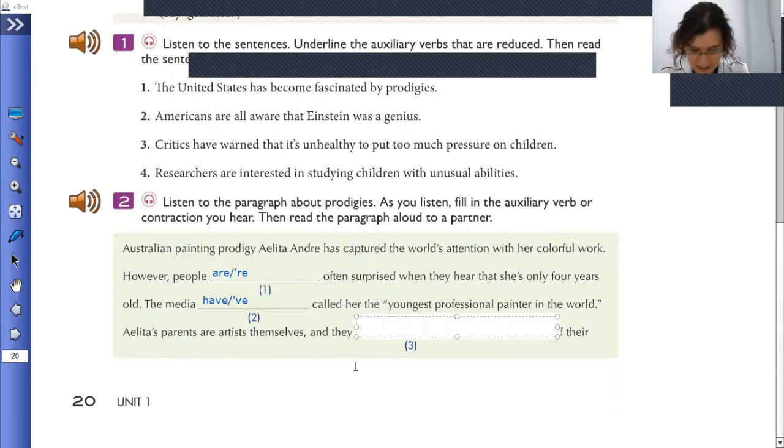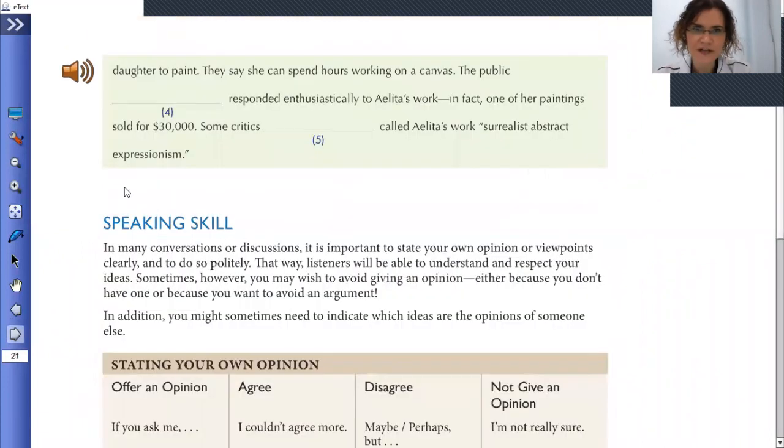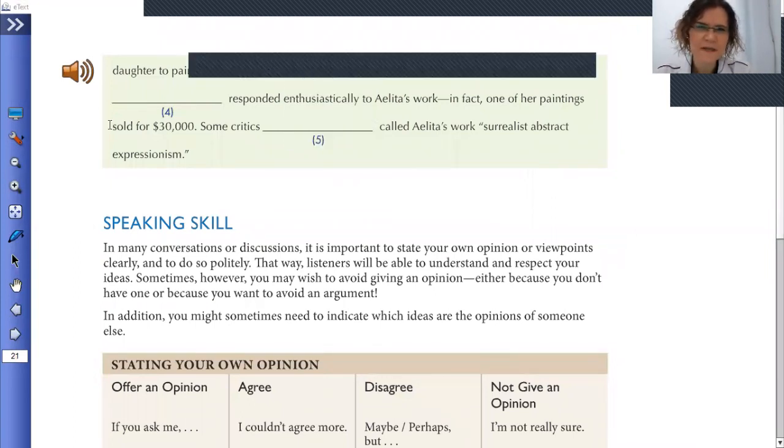And they have, so you would have the same apostrophe VE, and they have always encouraged. Okay. Again, I say, do not do that in your writing, but in natural speaking, that is mostly done like that, that those auxiliaries basically are connected to the word that comes before it. And then here the public has, so that would be apostrophe S. The public's responded like that.